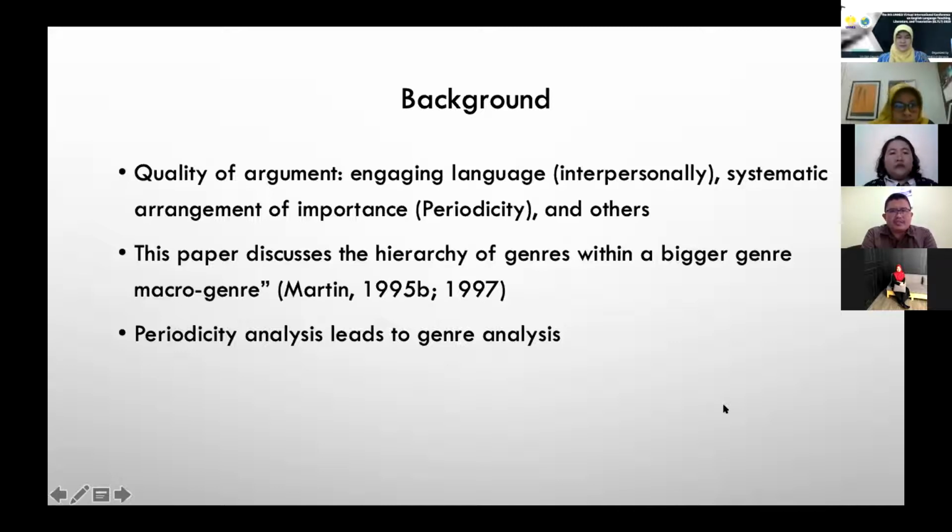This is the first analysis. And the second one, how students are able to arrange the message based on the importance. This is based on periodicity. And for this moment, I'd like to discuss from periodicity.